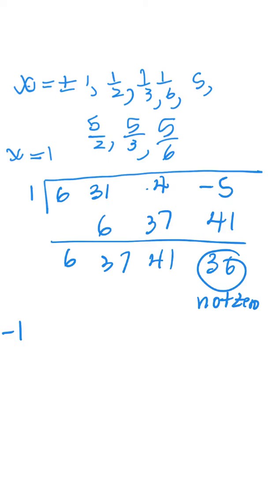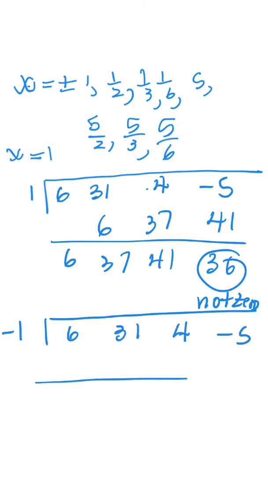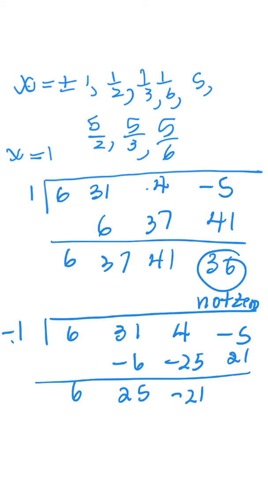And so -1, again, we keep those same coefficients, 6, 31, 4, and -5. We bring down the 6. -1 times 6 is -6. When we add that, we get 25. Negative 25, we get negative 21, and then we get 21. So again, we're not going to have a remainder of 0. So x equal to 1 didn't work, and x equal to negative 1 didn't work.